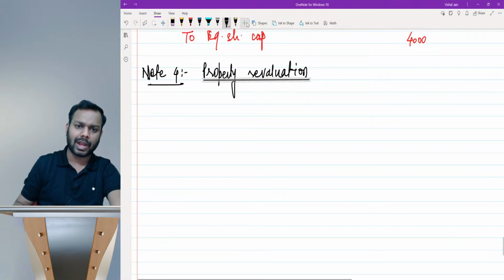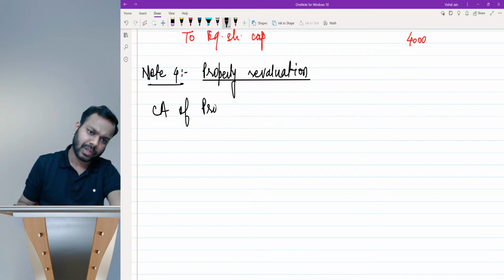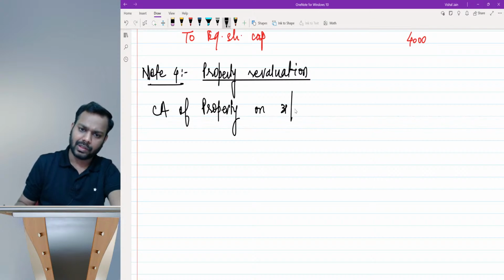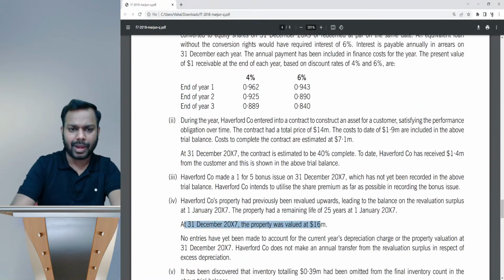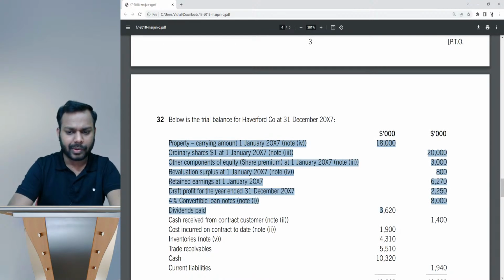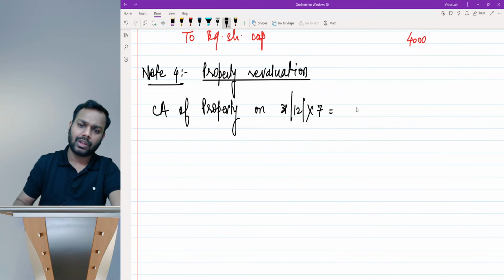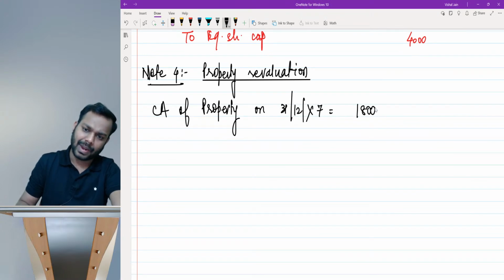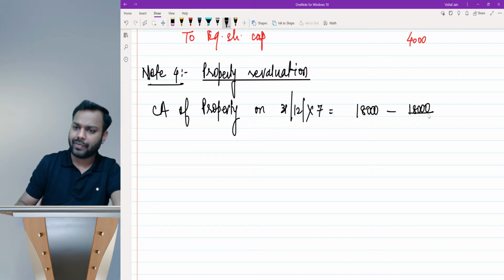Now first, what do we have to calculate? The carrying amount of property on 31st December X7. For that, first you have to calculate the opening balance. See, 18,000 is the opening balance. Is there any accumulated depreciation? No. 18,000 is the balance, minus depreciation for the current year, which is 18,000 divided by the remaining life of 25 years.